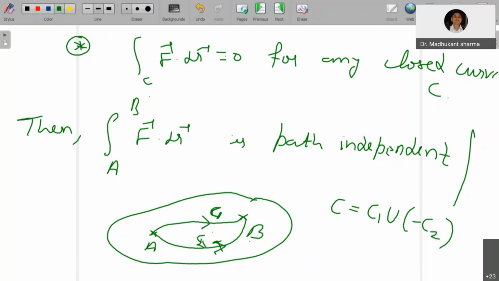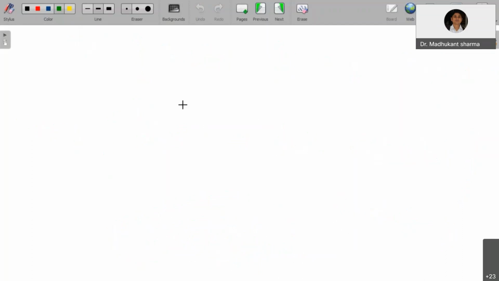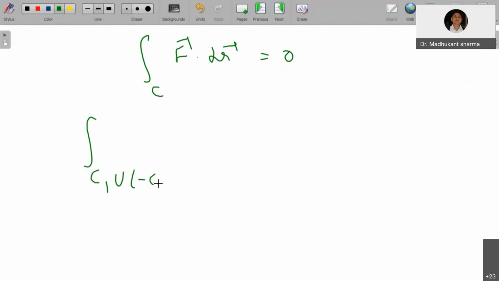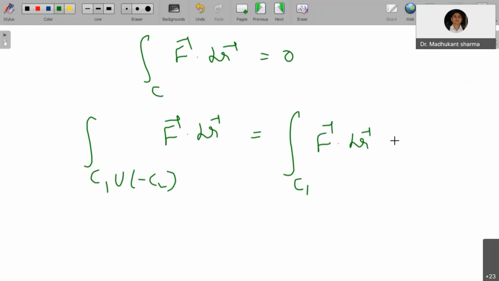So what the line integral properties tell you is that, first, the integration over C of F dot dr is 0 because of the given condition, because it is a closed curve. Moreover, this is the integration over C1 union minus C2 of F dot dr. Since they are non-overlapping, this equals the integration over C1 of F dot dr plus the integration over minus C2 of F dot dr.